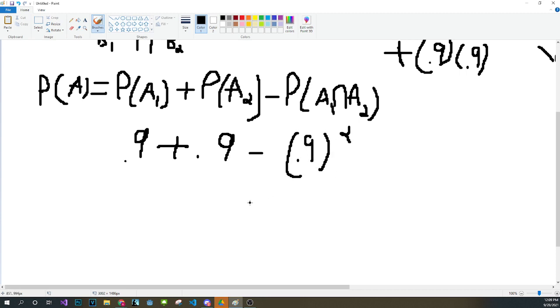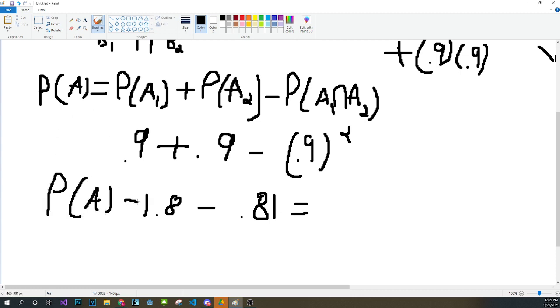So let's do that calculation. You get 1.8 right here, minus 0.9 squared, which is 0.81. So that means the probability of A is equal to, I believe, 0.99. Yep, 0.99.